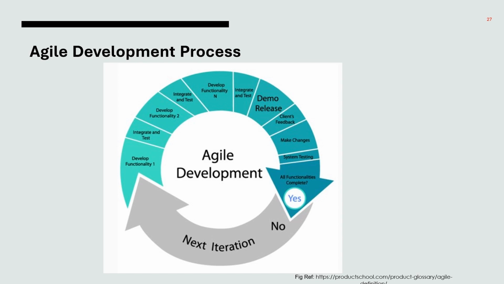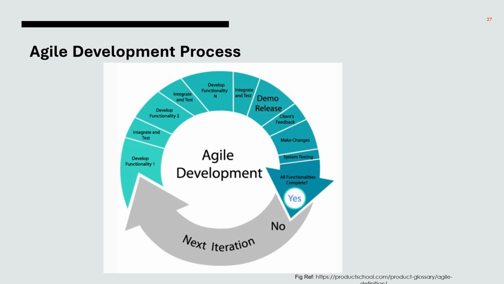After giving a demo of the working software, client feedback is received. This feedback is taken into account and adjusted in the software accordingly. Once the adjustments are made, the system is tested again. This process is repeated until all functionalities are developed and delivered. Here you can see the diagrammatic representation of the agile development process: develop functionality, integrate and test, develop functionality, integrate and test. Like this, it's a repeated process.